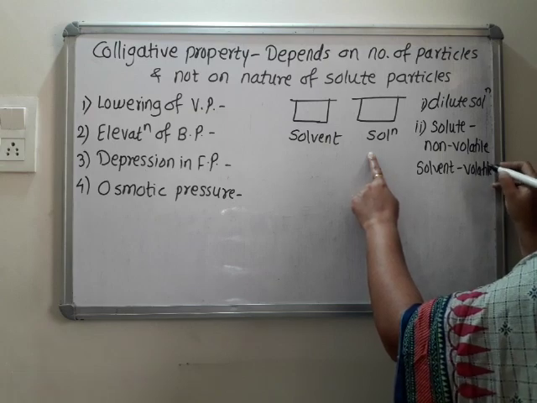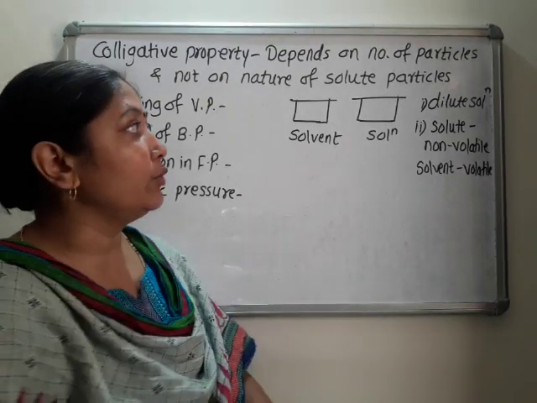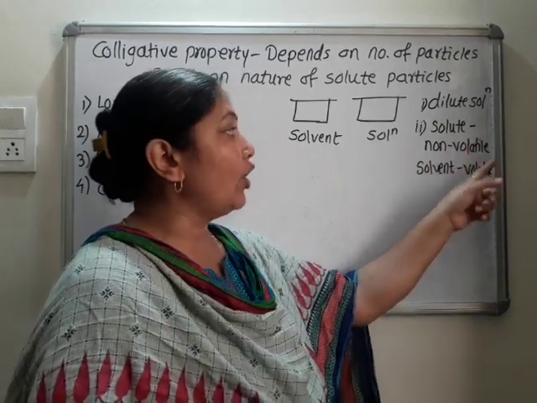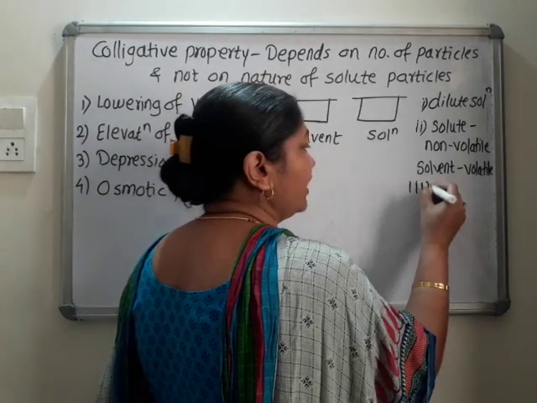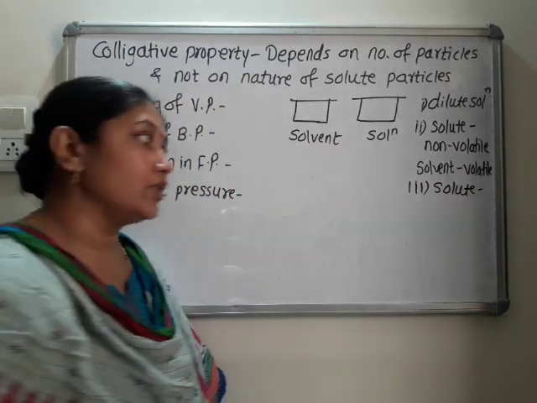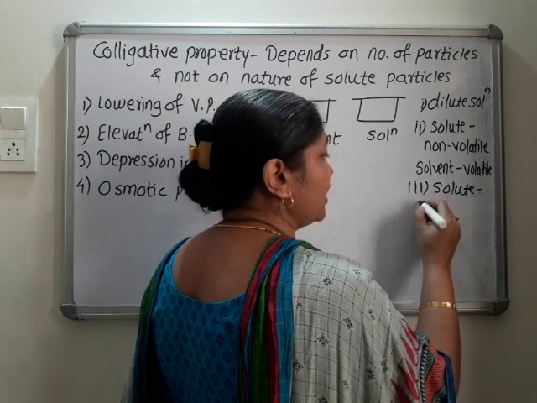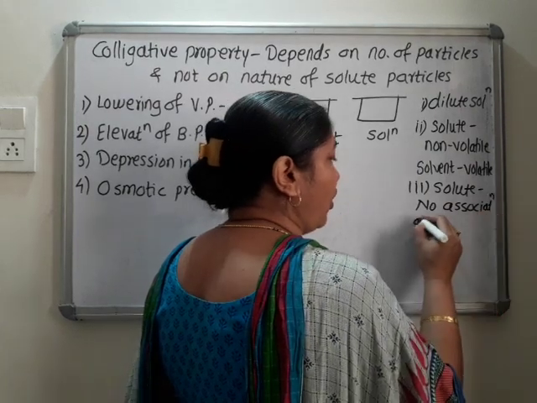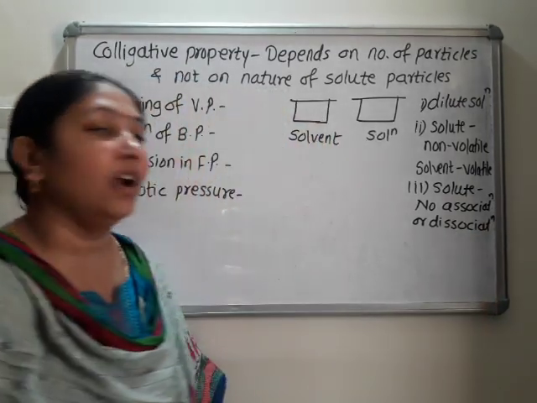These are assumptions not mentioned in our book, but if you know this, it is very helpful to study colligative properties. The solution is dilute. Second, the solute considered here is non-volatile and the solvent is volatile. And one more condition: the solute should be a non-electrolyte, meaning no association or dissociation takes place in that solute.